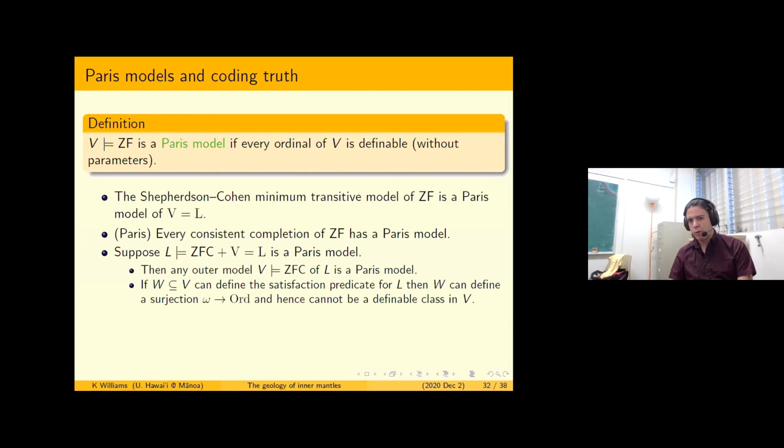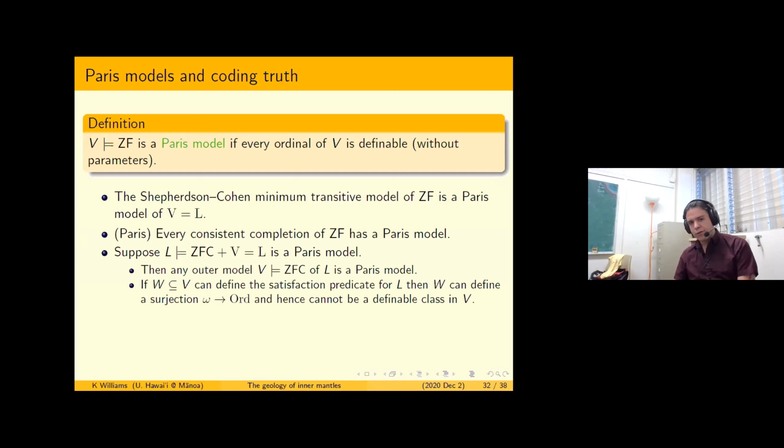If everything's definable with parameters, so is every ordinal. But we can get a lot more Paris models. So Paris, hence the name, showed that every consistent completion of ZF has a Paris model. So there's lots of them. Necessarily, these all have countable height.